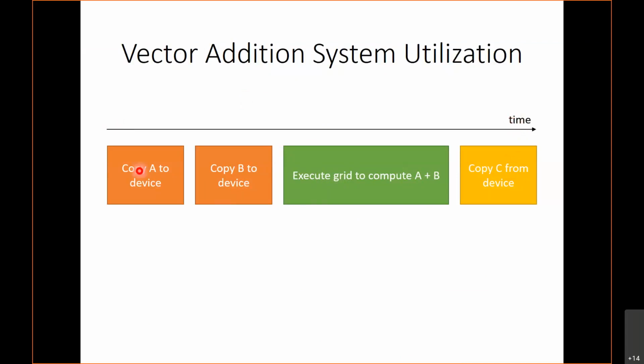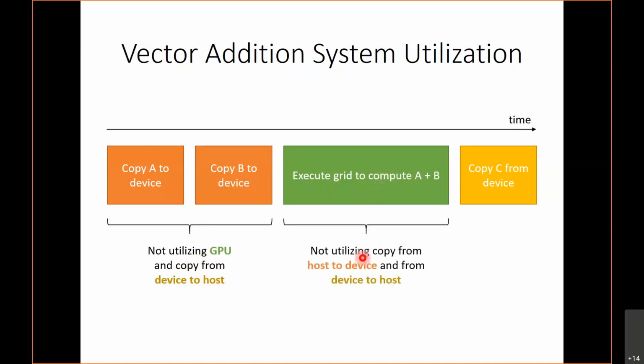Well, if you take a look, when I'm copying A and B to the device, I'm actually not using the part of my system that runs on the GPUs. I'm not using the GPU itself, and I'm not using the resource that allows me to copy from the device to the host. So during this time, my GPU is idle, and the resource that I use to copy back from the GPU to the host is idle. When I execute on the GPU, my hardware that does the copying to and from the GPU is idle. And when I copy from the GPU back to the host, the GPU itself is idle, and the part that can copy from the host to the device, from the CPU to the GPU, is idle.